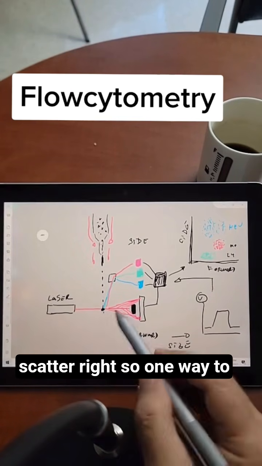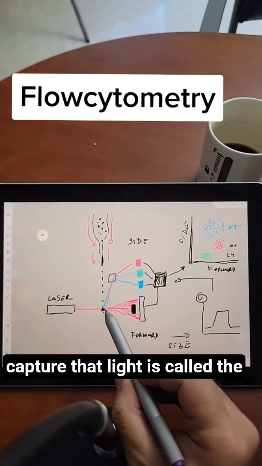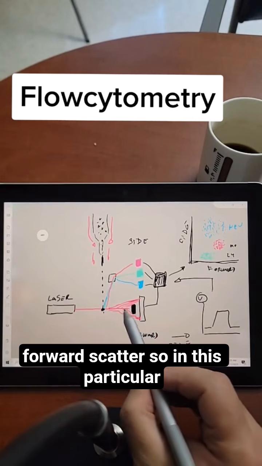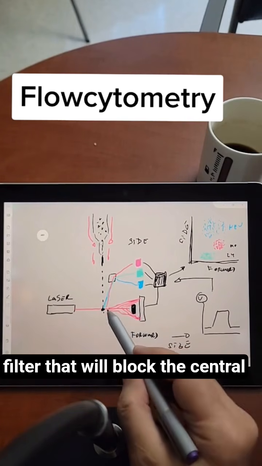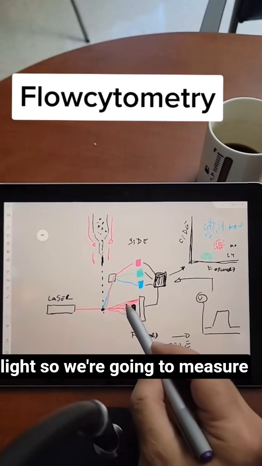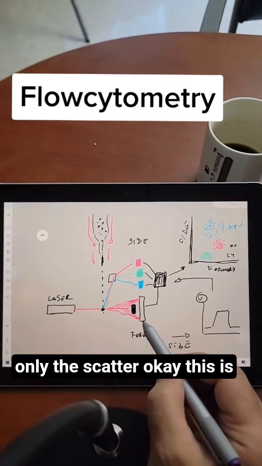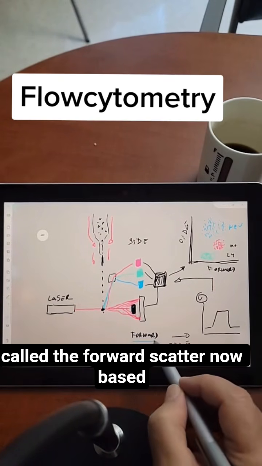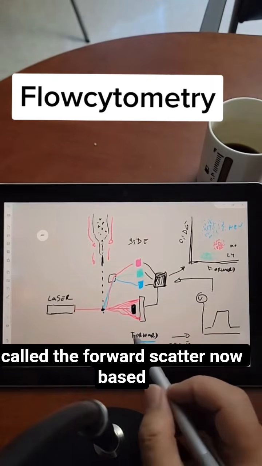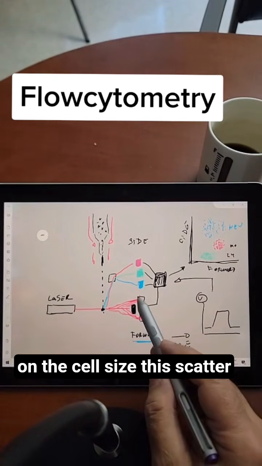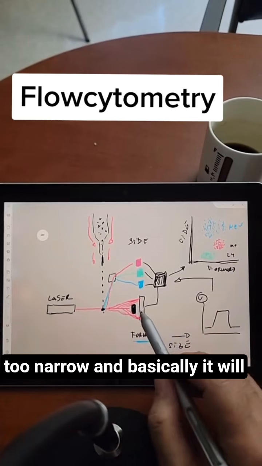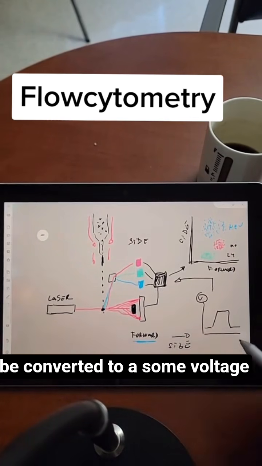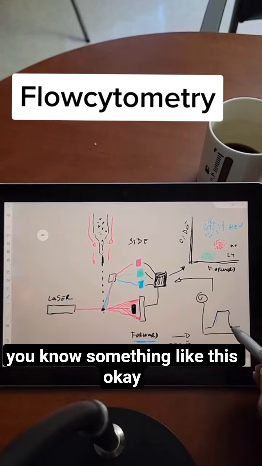So one way to capture that light is called the forward scatter. In this particular way, we'll have a special filter that will block the central light, so we're going to measure only the scatter, okay? This is called the forward scatter. Now, based on the cell size, this scatter will be either too broad or too narrow, and basically it will be converted to some voltage, something like this, okay?